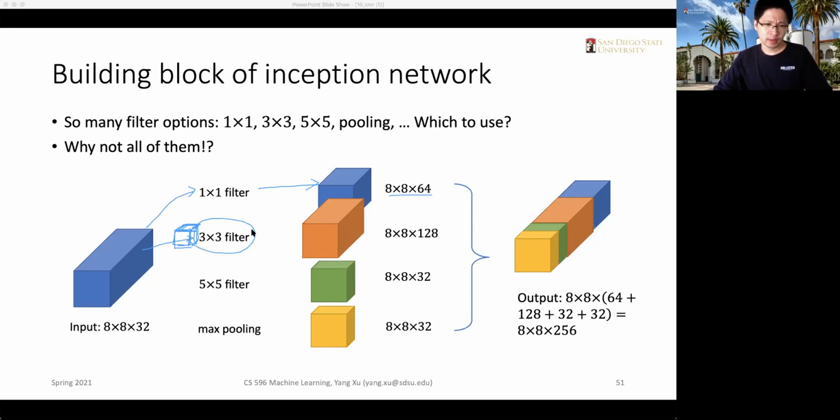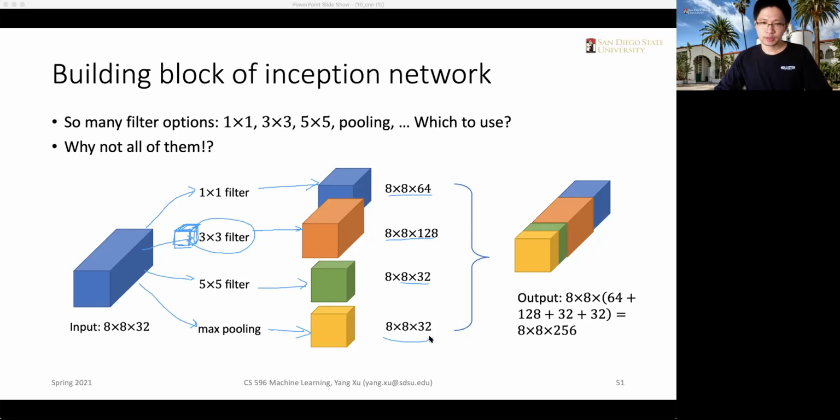So anyway, the second channel would result in an 8 by 8 by 128, for example. This brown or orangish intermediate representation. And the third way is a 5 by 5 filter, resulting in an 8 by 8 by 32. And the last way to go is simply a direct max pooling.